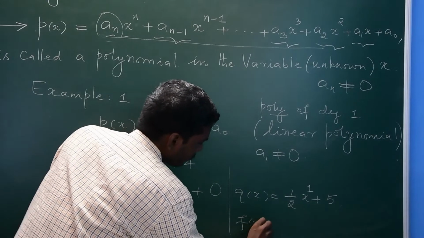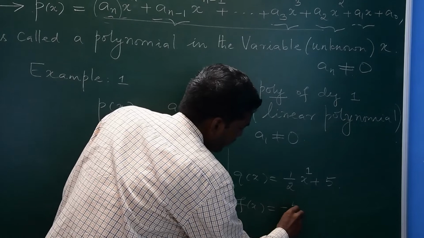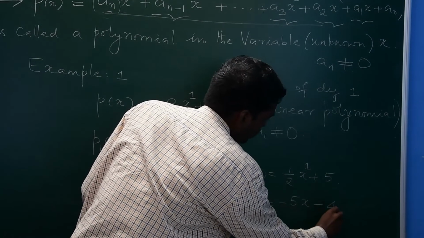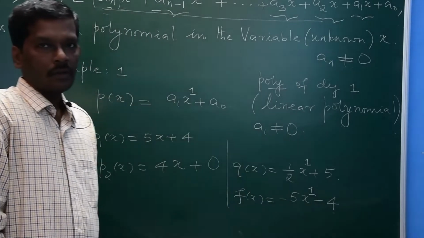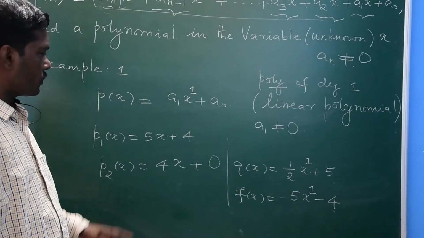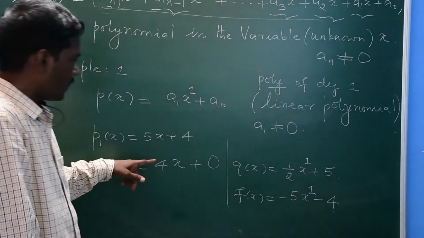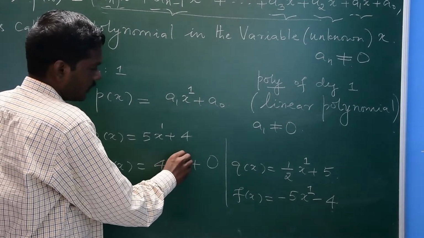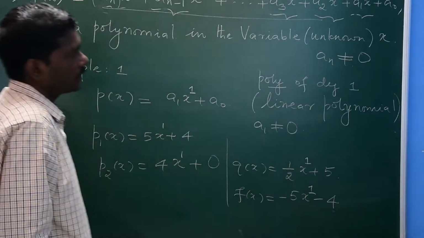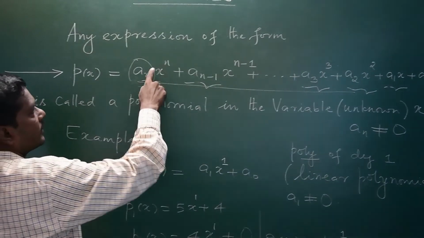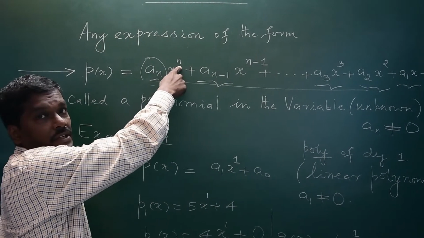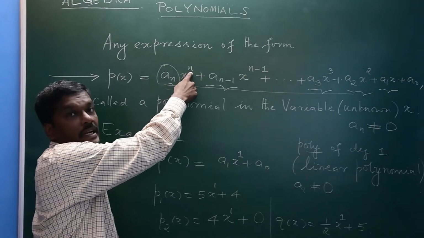f of x is equal to minus 5x minus 4. So it can be negative. Coefficients can be negative also. So degree of the polynomial should be here 1. And as I said earlier, the power of the highest term is what is called the degree of the polynomial.